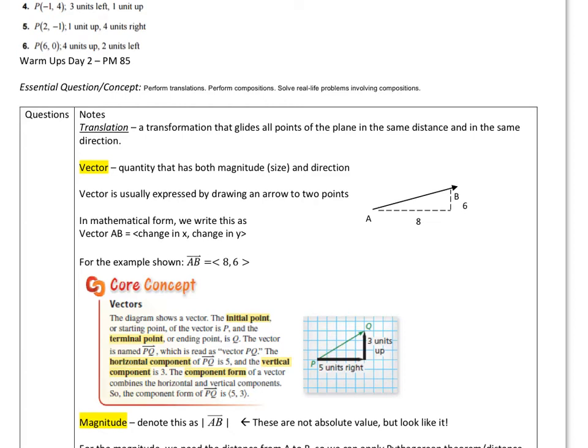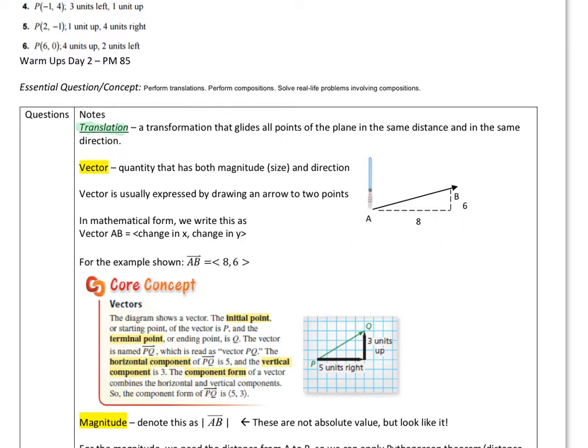Hey everybody, it's Mr. N here, and we are going to do this lesson on translations. Basically, let's go through a little bit of review and vocabulary. A translation is a transformation that glides all points in a plane the same distance and the same direction. So we're going to take everything and slide it the same distance in the same direction.